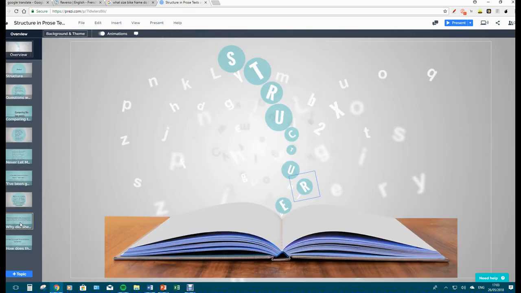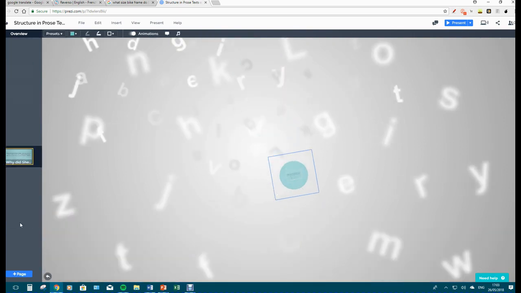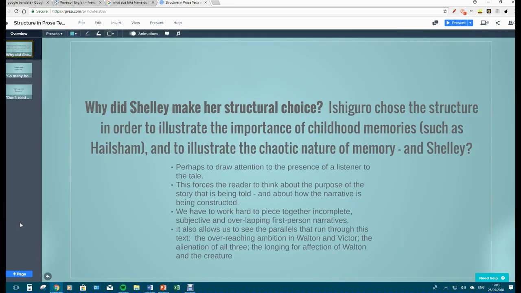Okay, so if that is why Ishiguro uses that particular structure, why does Shelley do it? Ishiguro chose the structure in order to illustrate the importance of childhood memories, such as Hailsham, and to illustrate the chaotic nature of memory. So why does Shelley do it?